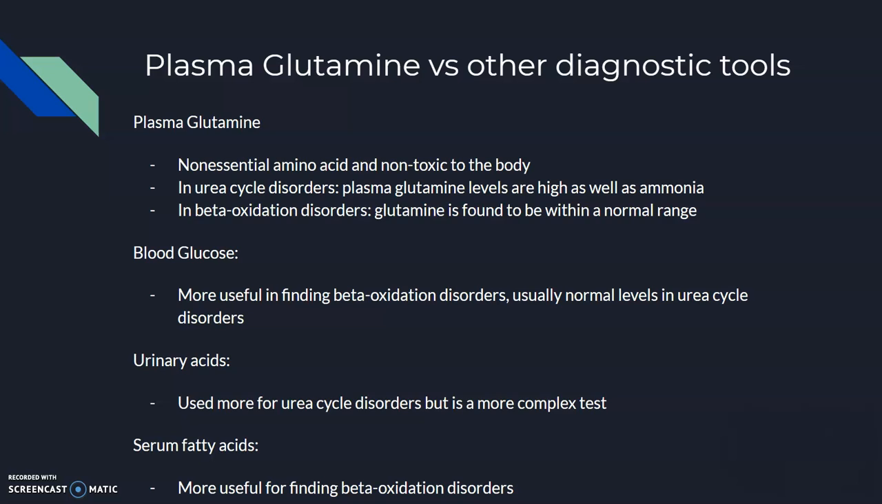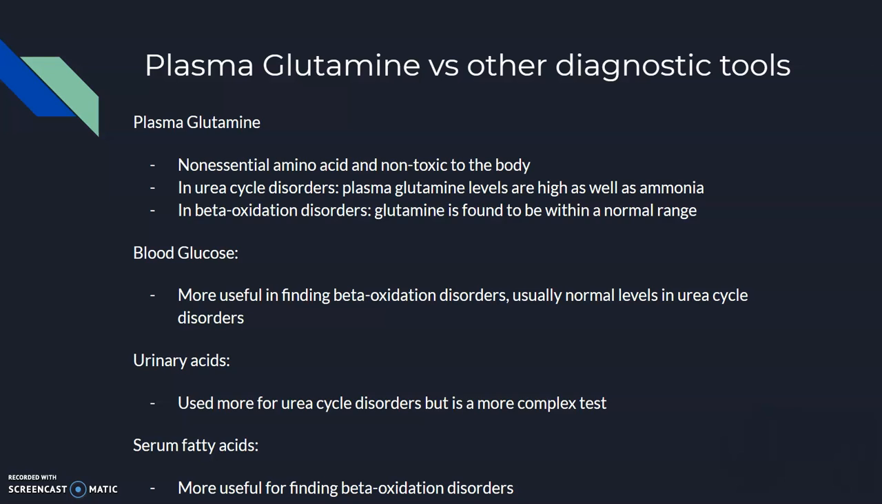So first I'd like to discuss the diagnostics, and it's going to be plasma glutamine versus other diagnostic tools. I think it's plasma glutamine because it's a non-essential amino acid and it's non-toxic to the body. In urea cycle disorders, plasma glutamine levels tend to be high, as well as ammonia. As you can see, she has high ammonia levels, and this would work better. Whereas in beta oxidation disorders, glutamine levels tend to be in a normal range.